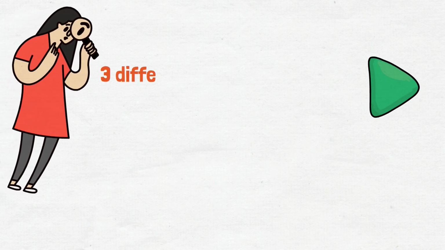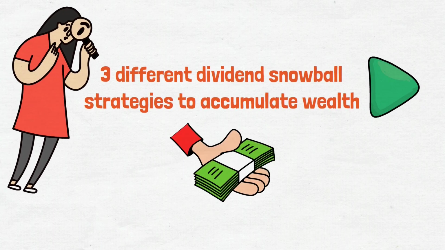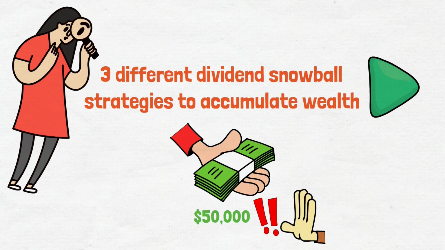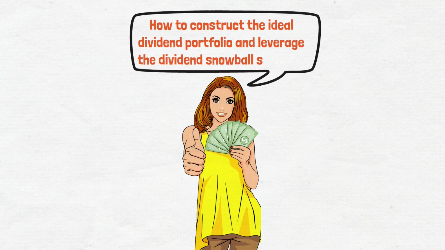In this video, Goldie will explore how she can apply 3 different dividend snowball strategies to accumulate wealth with her initial $50,000 investment. However, you don't need $50,000 to get started with these strategies. You can start with a few hundred or a few $1,000s and keep adding to your investment each month or year. Make sure to stay until the end, because we'll show you how to construct the ideal dividend portfolio and leverage the dividend snowball strategy.